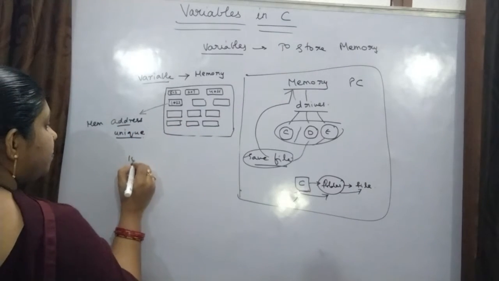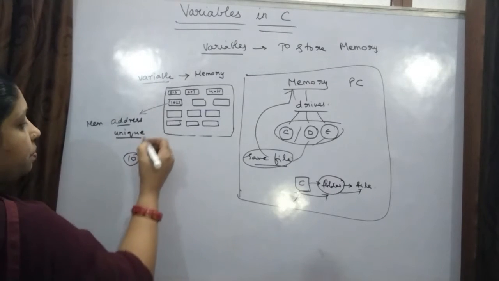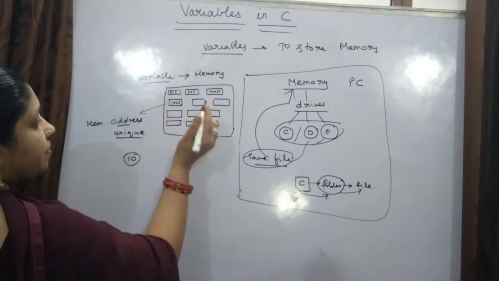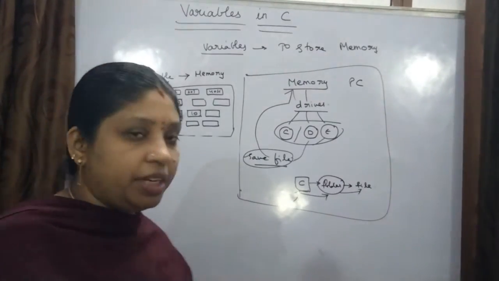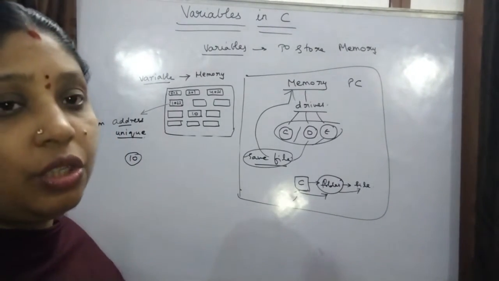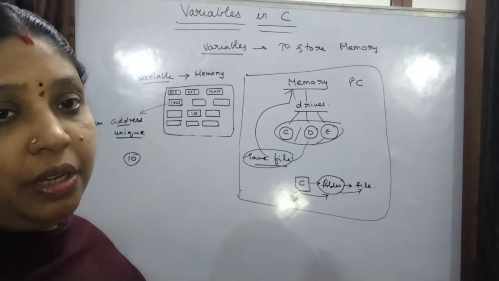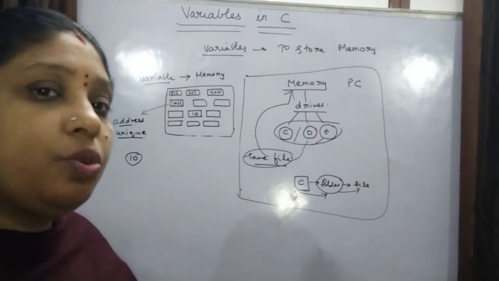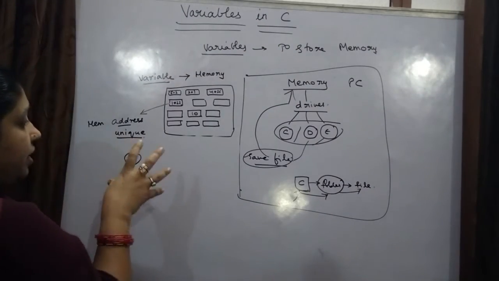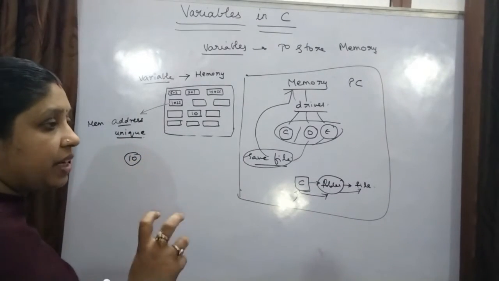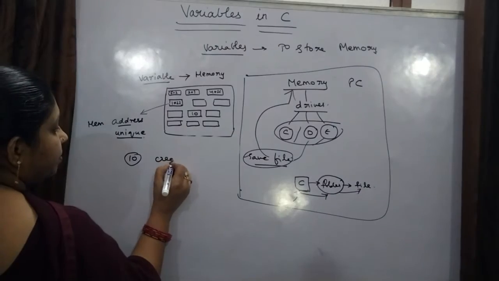And suppose you want to store this 10 here. This 10 will go and be stored somewhere like this. We don't know where that 10 is stored, in which memory location it is stored. So for that purpose only, to avoid difficulty in accessing the data, you have to create the variables.